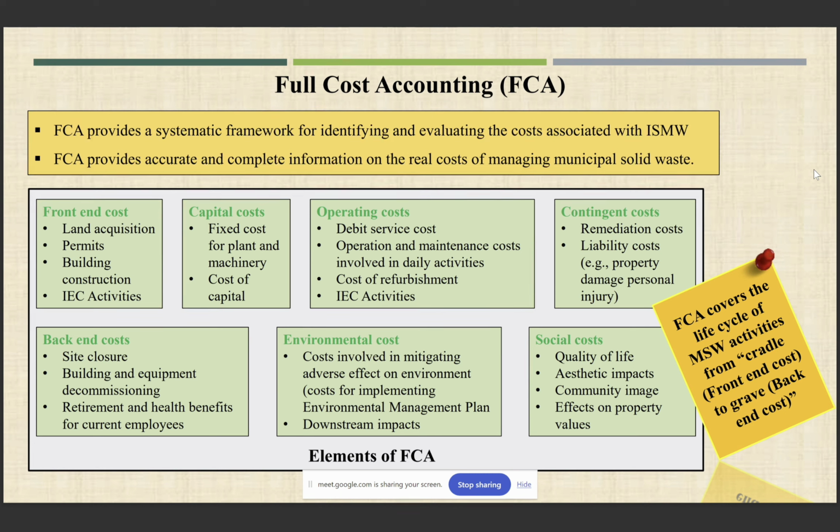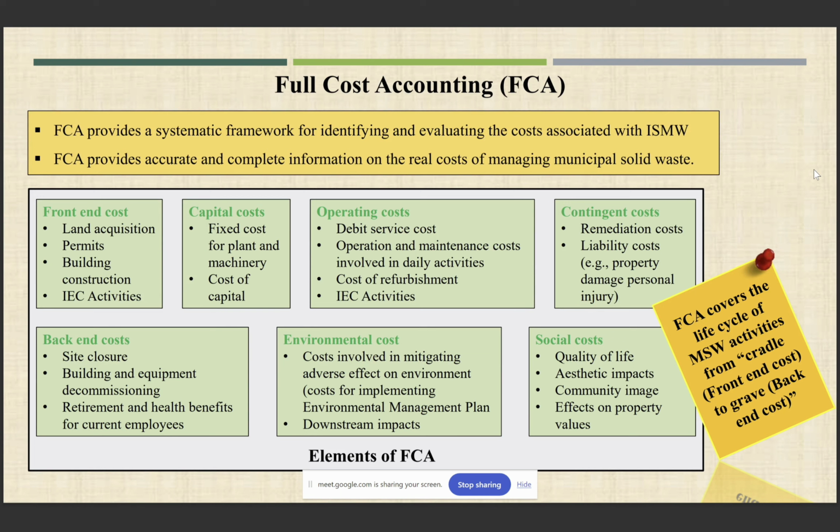So cost involved in mitigating adverse effect on the environment. Whatever adverse effect on the environment, like it can have air pollution or water pollution, all that will be remediated through the environmental cost. Next is a special cost. So it involves the aesthetic impacts, like development of the green belt, or making that area look beautiful or aesthetically pleasing. So that comes into the social cost.